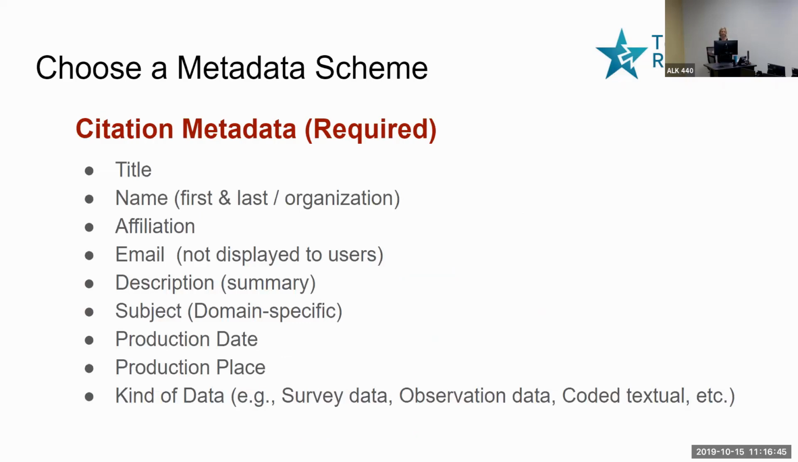Basically, a title, the person's name and last name and affiliation, the email, again, which is not displayed to users, but is used as a contact for you. And then your brief description, subjects, the production place and date. The production place can be a little nefarious, but it's an open text option. So, for example, it might be San Marcos, Texas. It might be worldwide. That really depends on the data. And then, of course, the kind of data. So if it's survey data or coded data, observational, etc.